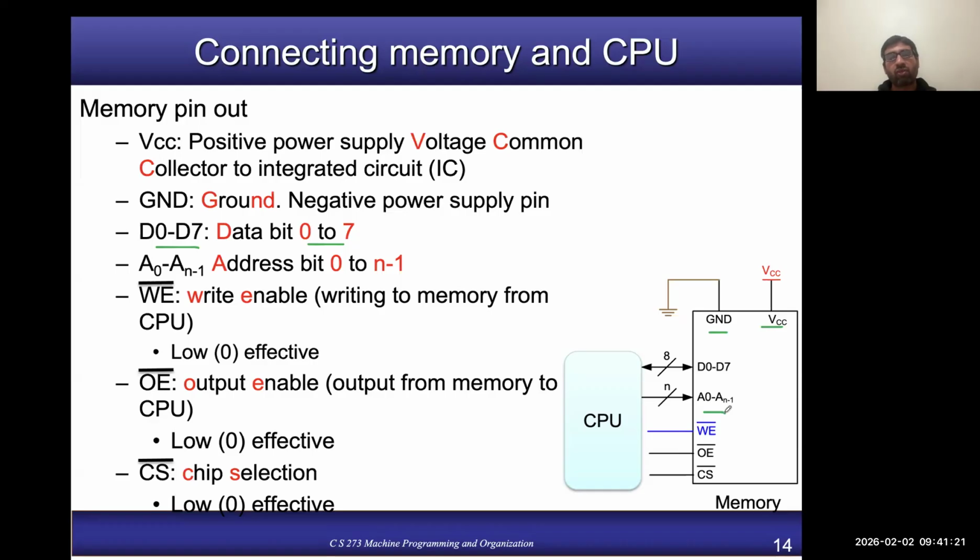Let's say if it is 256 cross 4, then you will have how many? You will have 2 raised to power... You will have more address bits. I will show you later how many address bits we will need if there are 256 locations and how we can find it, right? Write enable, which basically allows the write operation, output enable, and chip selection.